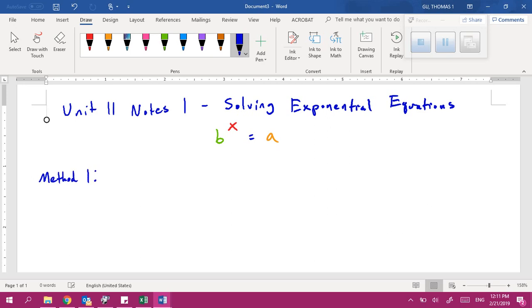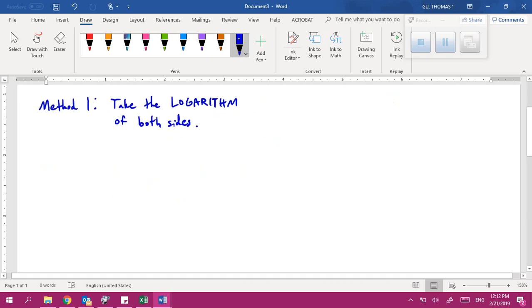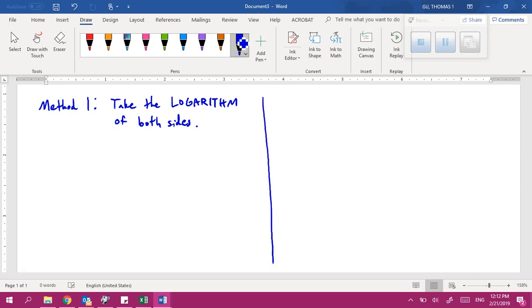I'm going to make two columns, by the way. Method one is going to be we take the logarithm of both sides, and our example problem is going to be 7 raised to the x minus 4 equals 49.